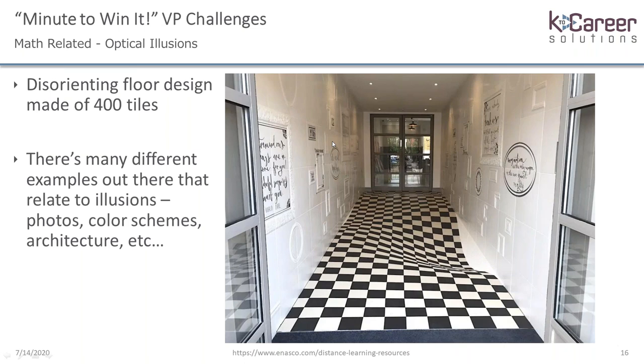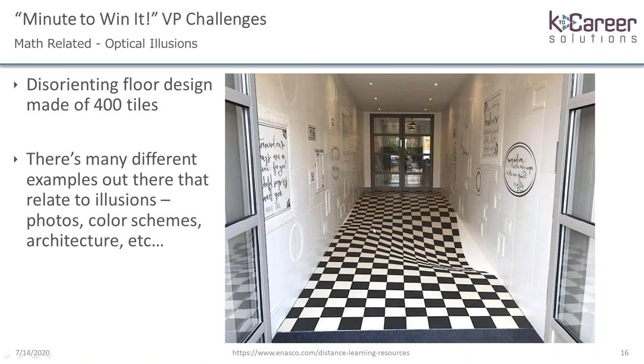So this is a disoriented floor design made with 400 tiles. Optical illusions are a great way to be getting students thinking about these challenges using photos, color schemes, architecture, et cetera. So this is, again, one of those illusions, that floor isn't dipping down, it is flat, but is the optical illusion effect that we have. That's kind of really cool.